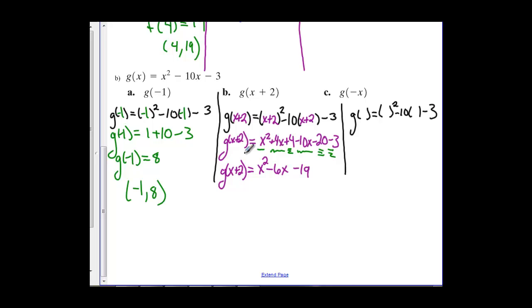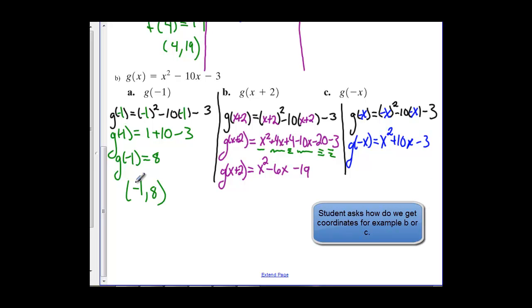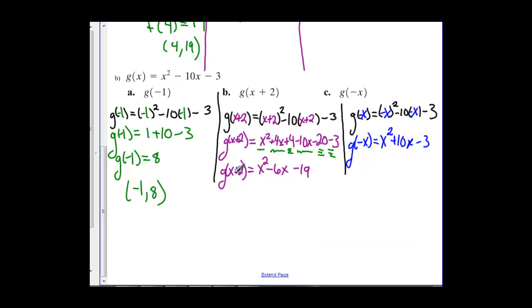All right. So part C, also a good example where your parentheses are important. Let's see if we make it through. So g of negative x equals, what's negative x all squared? x squared. All right, minus 10 times negative x. And we're going to keep that negative 3. And then we're done, right? So if we wanted coordinates here, we would just be graphing the x squared minus 6x minus 19.